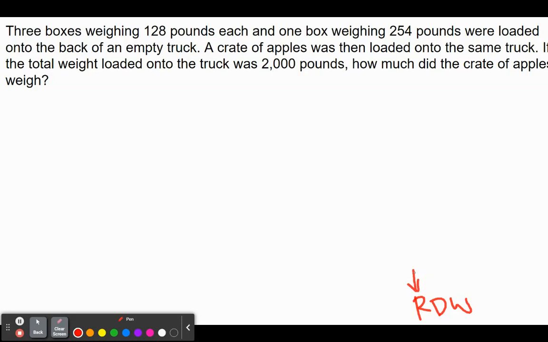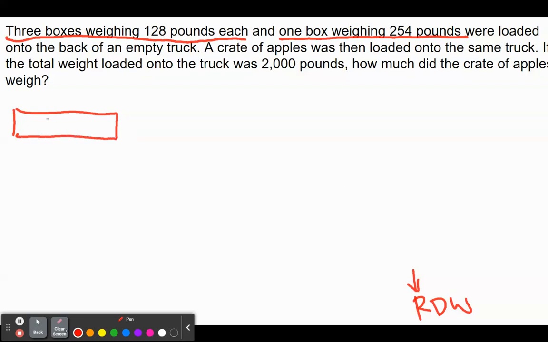Now let's see what we can go ahead and draw. So I'm going to go sentence by sentence to figure out, okay, what can I draw? So 3 boxes weighing 128 pounds each, and 1 box weighing 254 pounds were loaded onto the back of an empty truck. Okay, so I can go ahead and draw that. I can represent that. So I'm going to go ahead and draw my 3 boxes. I'm going to use a strip diagram.